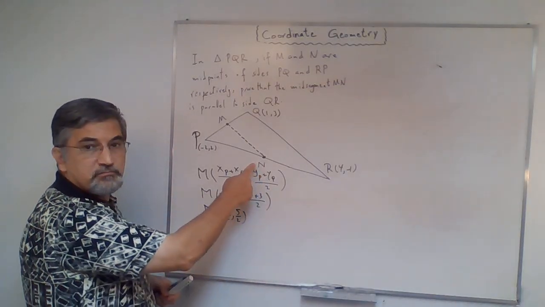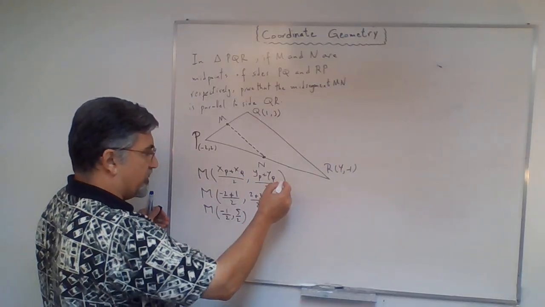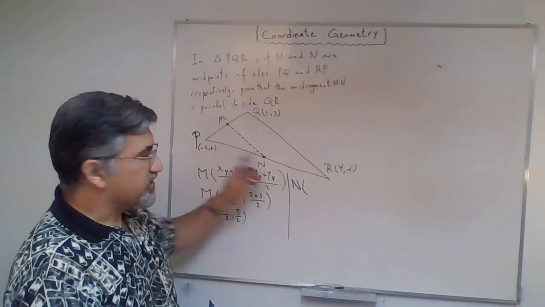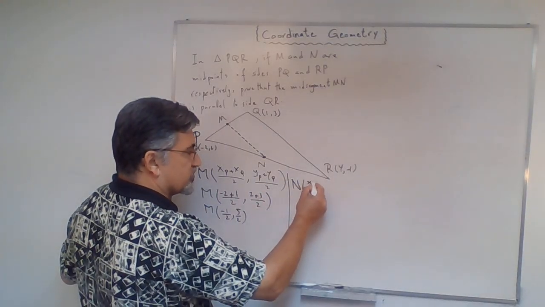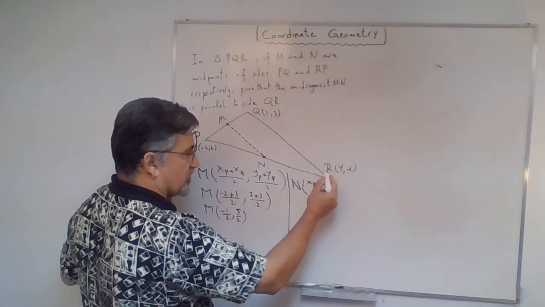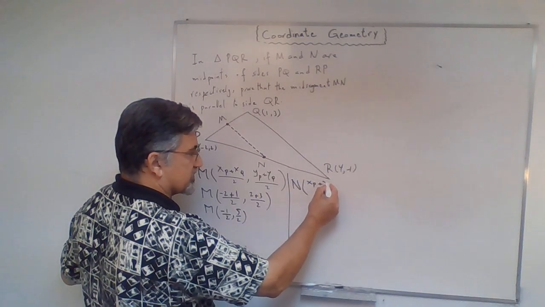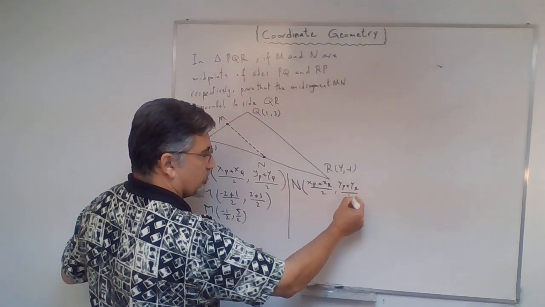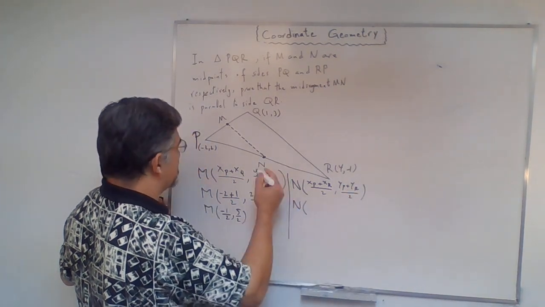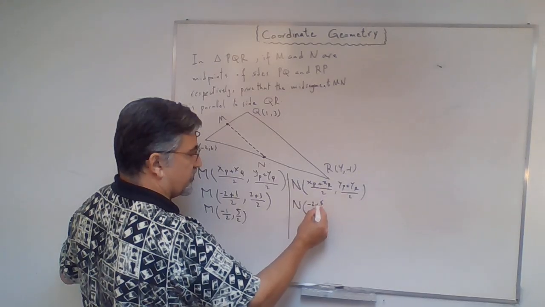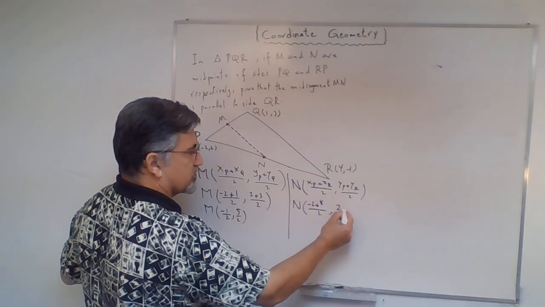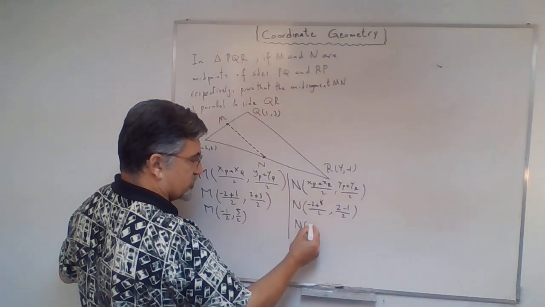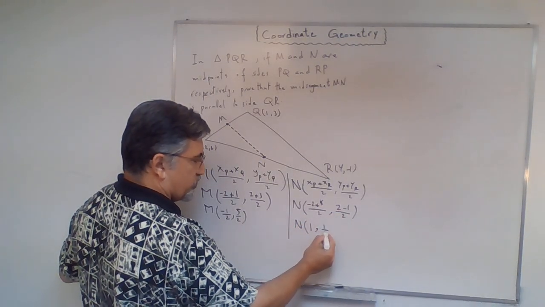Similarly, we're going to find the midpoint N using the midpoint formula. So I'm going to say point N is the midpoint of PR. So it's going to be the average of x coordinates of points P and R. So x of P plus x sub R over 2, y sub P plus y sub R over 2. And from here we get negative 2 plus 4 over 2 and 2 minus 1 over 2. Simplifying, you get 2 over 2, which is 1, and this would be just 1/2.